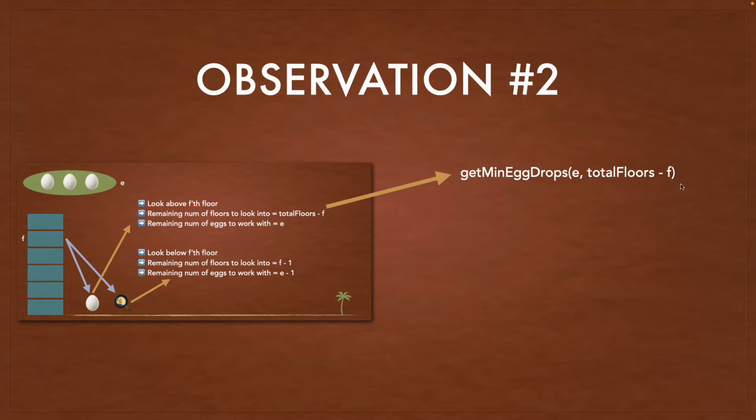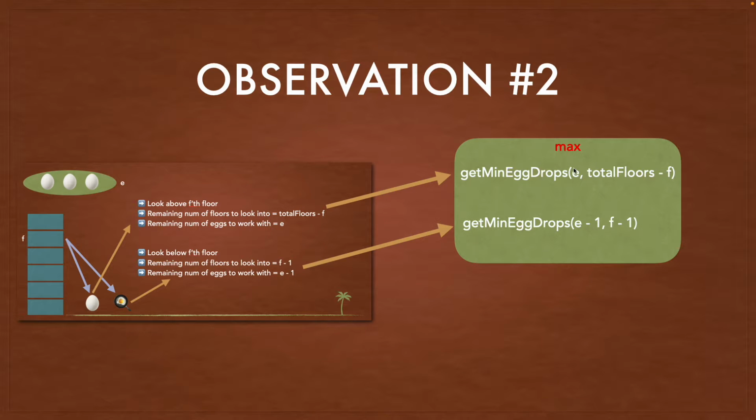So let's say this is the function which takes 2 arguments, number of eggs to work with and number of floors to work with. Similarly, if you try to mathematically formalize this thing, it is going to be something like this: min egg drops of E minus 1 and F minus 1. Because E minus 1 is the number of eggs you're going to have to work with, and F minus 1 is the number of floors you're going to have to work with when you're looking at this side, below the Fth floor.